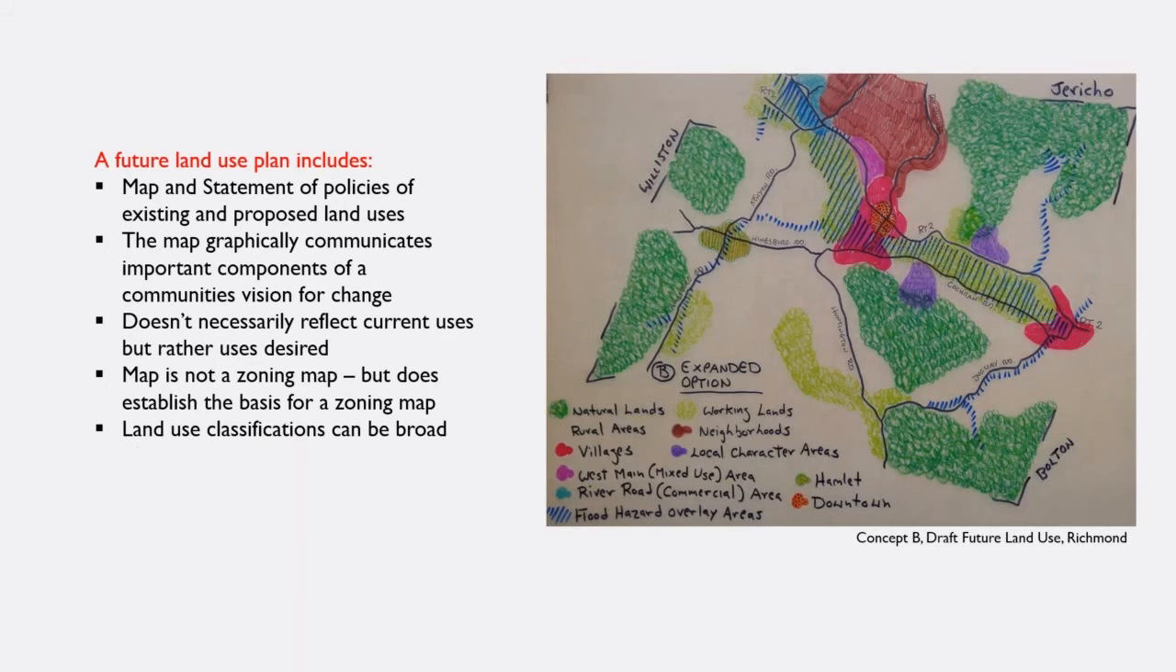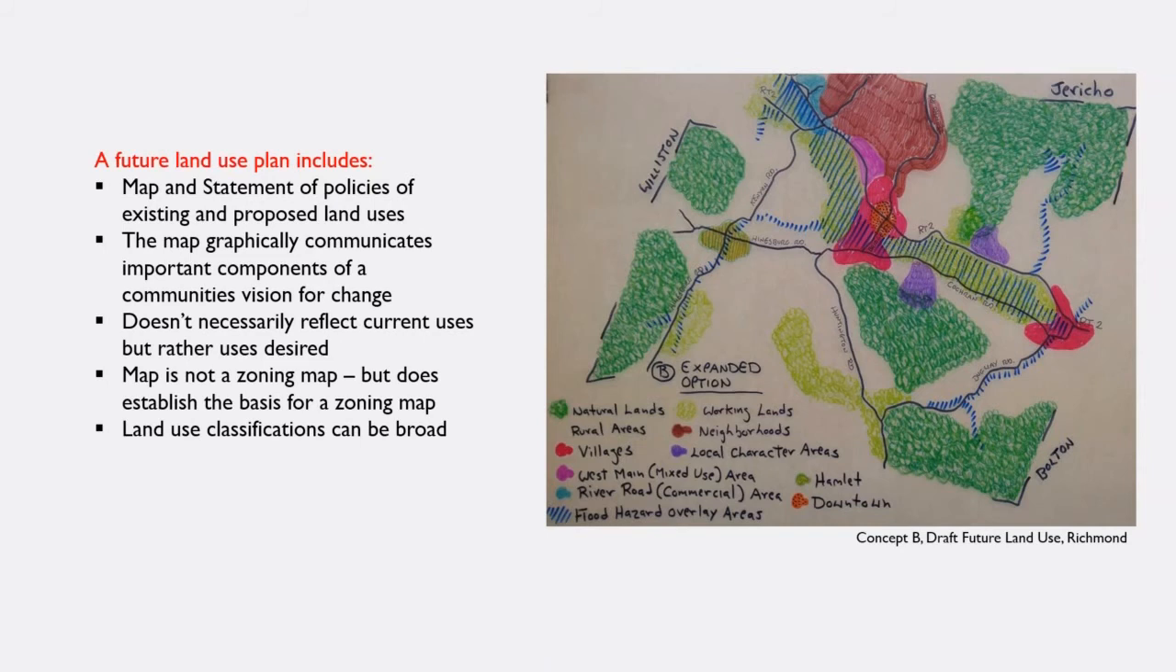And so I think here it's important to note that future land use plan or that land use plan, we're kind of using those words interchangeably, is both a map and a statement of policies on existing and proposed land uses. The map included in that land use plan basically graphically communicates important components of a community's vision for change. That land use map doesn't necessarily reflect current uses, but rather identifies those desired uses that the community is wanting to work towards.